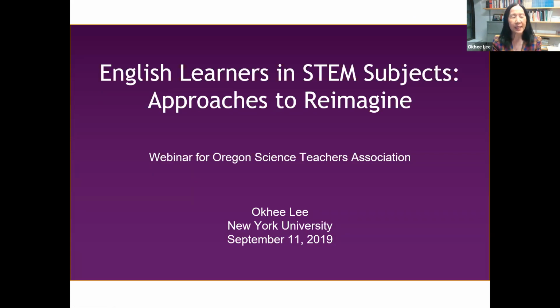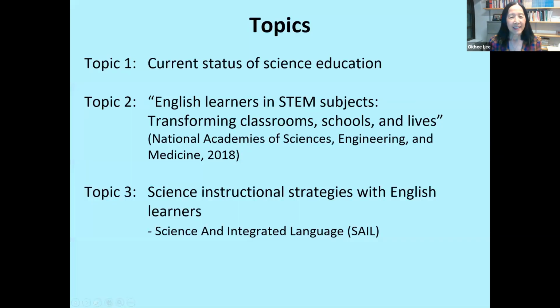I would like to speak about English learners in STEM subjects and approaches to reimagine. And I do know that the Oregon colleagues are very progressive, so I'm in good company of my colleagues and friends. Now, these are the topics that I would like to talk about. There are 3 sections. After the first topic, there is going to be small group discussion. Second topic, there is going to be small group discussion. And third topic, there is going to be a Q&A session before we say thank you and goodbye.